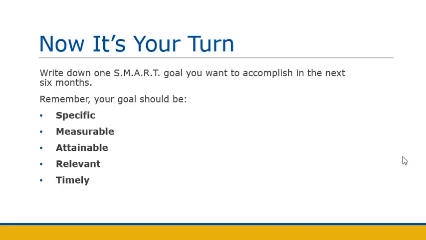Now it's your turn. I want you to go ahead and write down one SMART goal that you want to accomplish in the next 6 months. Remember that your goal should be specific, measurable, attainable, relevant, and timely.